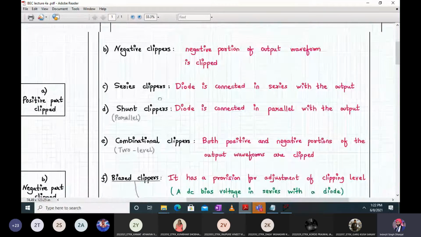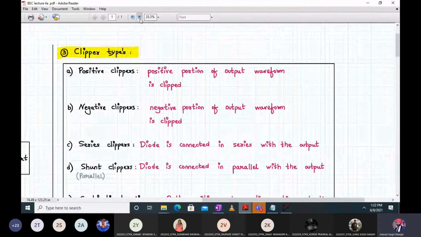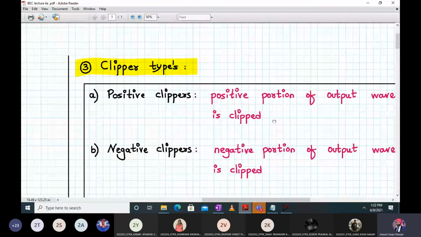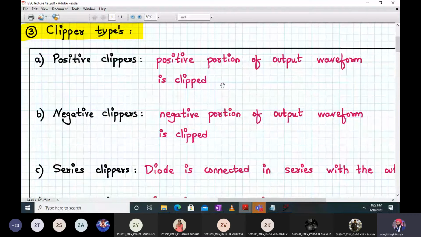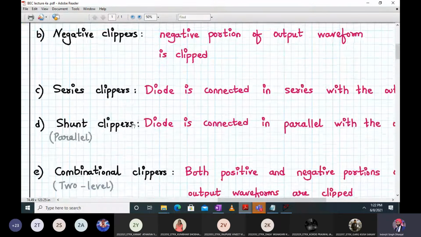Now let us see the types of clippers. They are broadly classified as positive and negative clippers, depending upon which portion of the output waveform is clipped. If the positive portion of the output waveform is clipped, it's a positive clipper. If the negative portion is clipped, it's a negative clipper.